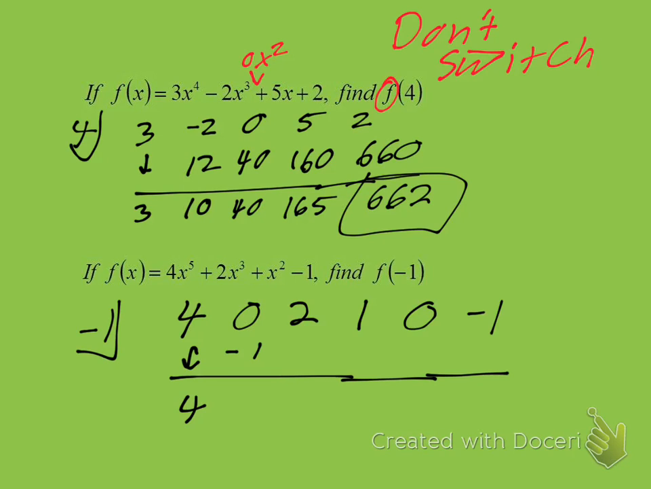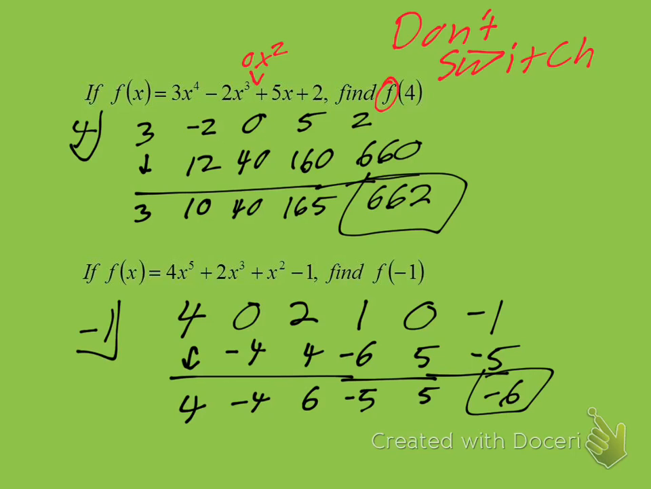So 4 times -1, -4, add it to 0, -4, times -1, 4, plus 2, 6, times -1, -6. Add 1, -5, times -1, +5, add to 0, that's a 5, times -1, -5, add a -1, -6.